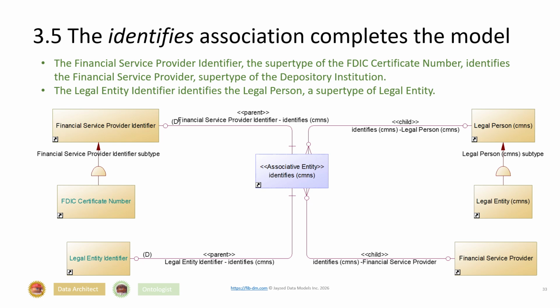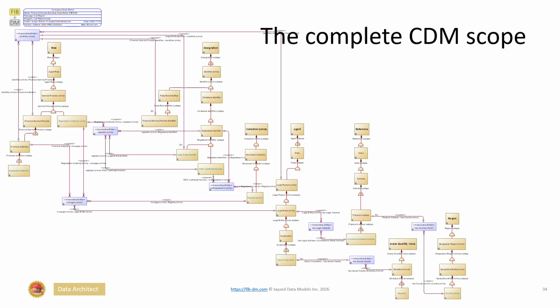So it rolls up here: the legal entity identifier identifies a financial service provider. And our FDIC certificate number is a subtype of financial service provider identifier, and that also identifies the financial service provider. And here's our complete CDM scope for the bank core report entity schedule.